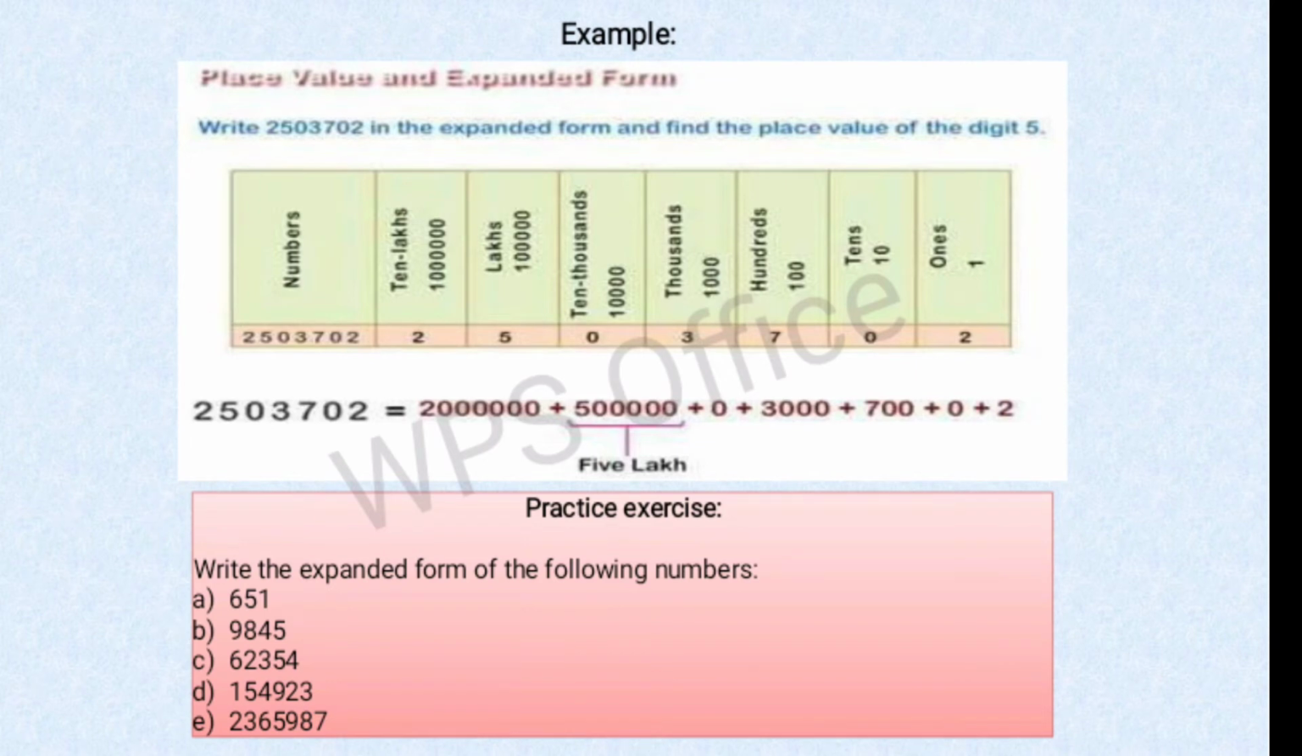Let's take another example. What if we take a big number? Let's see. 25,003,702. Place all the digits in the table. 2 at 1's place, 0 at 10's place, 7 at 100's place, 3 at 1000's place, 0 at 10,000's place, 5 at lakhs place, and 2 at 10 lakhs place. Now, what is the place value of digit 5? The 5 is at lakhs place. So, the place value of digit 5 is 5 lakh.